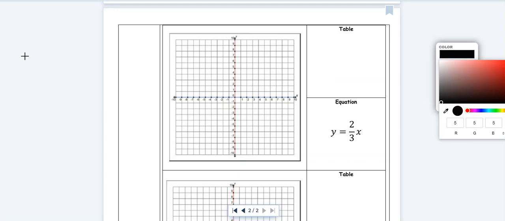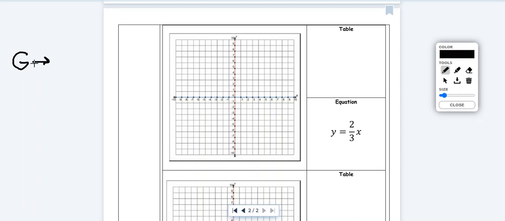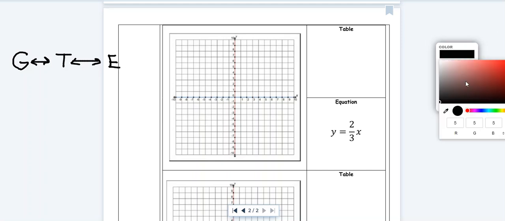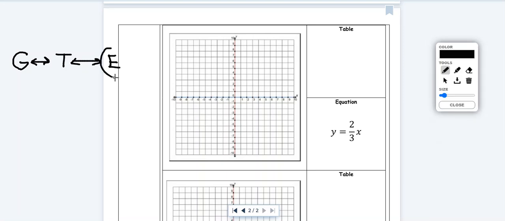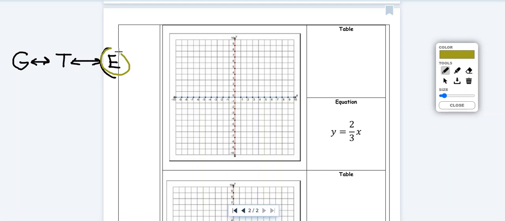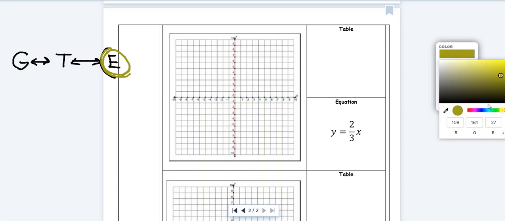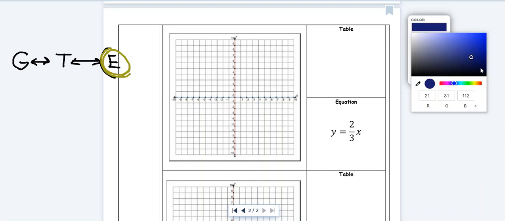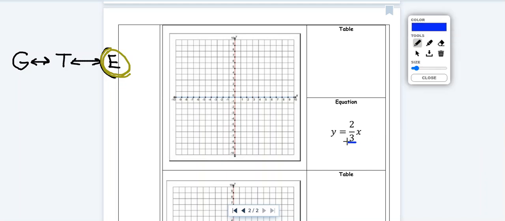And remember, we can go back and forth between the graph and the table and the equation. So if I have an equation, if that's where I'm starting, our next step has to be to make a table in between, okay? So let's identify our slope. Looks like our slope here is 2/3. It's always the number in front of x. So m is equal to 2/3.